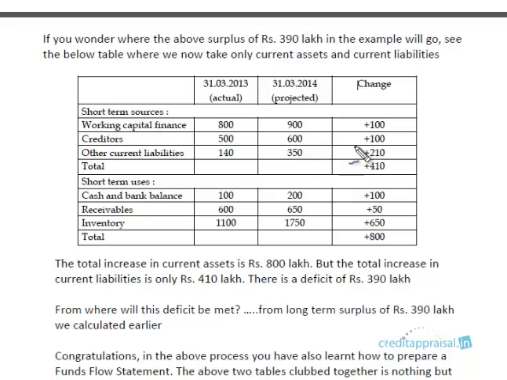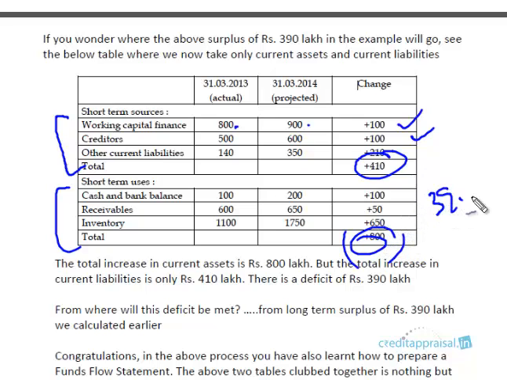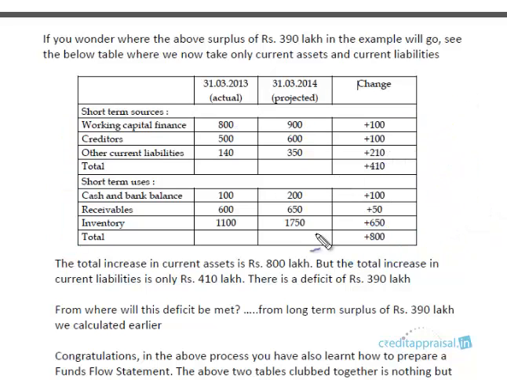Short term sources, your working capital finance last year was 800, now 900, additional 100 lakhs. Short term source, creditors 500, 600, additional 100 lakhs. Add up all this, you get 410. Short term sources, what are your short term uses? Receivables, inventory, and all. 850, 800. So while your sources are only 410, you have uses of 800. So there's a shortfall of 390. Who is going to bridge this 390 shortfall? Your long-term surplus. So the long-term surplus will be equal to the short-term deficit.